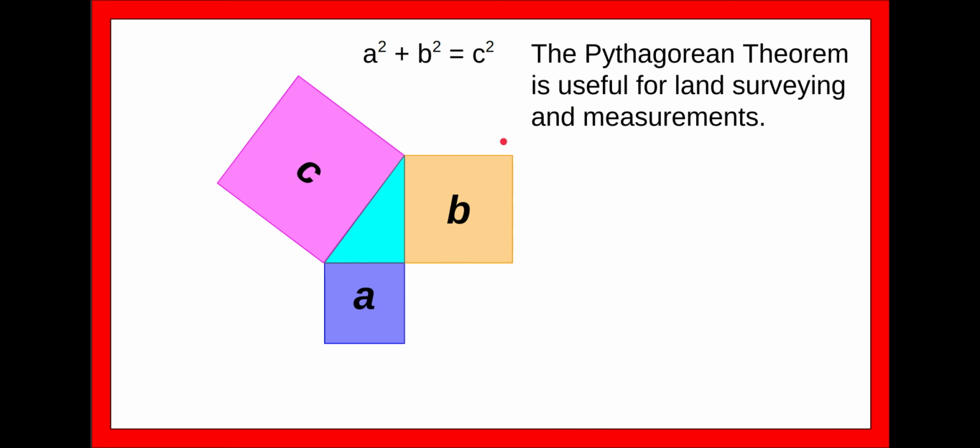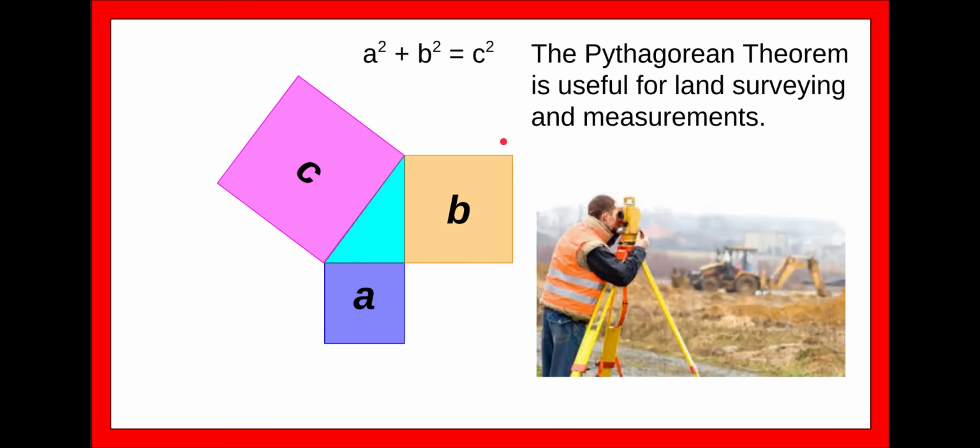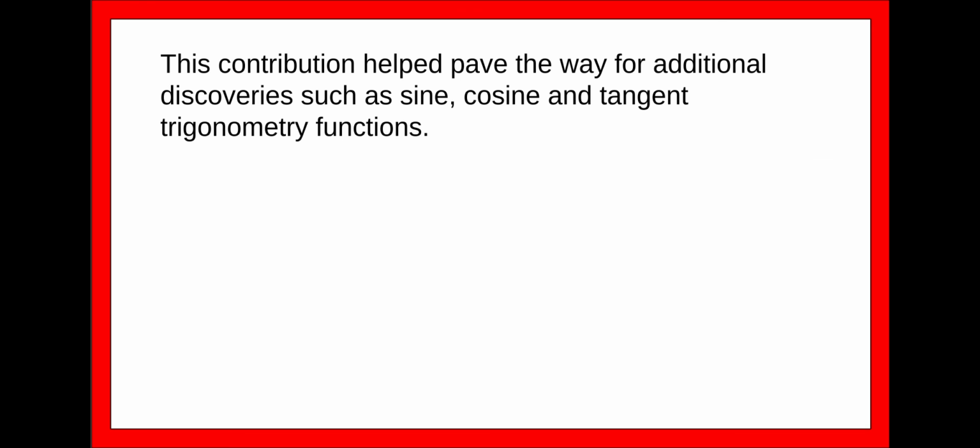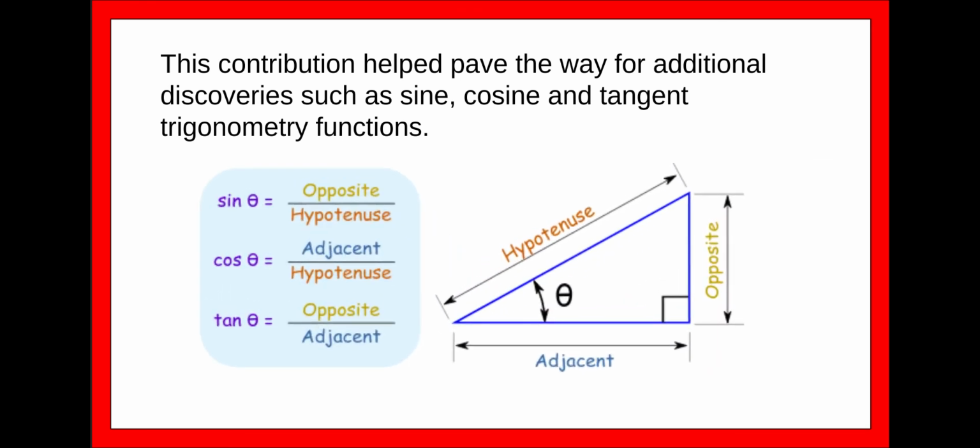Why is this useful? There's lots of different uses. I just chose land surveying as the one example and image that I wanted to include for Pythagoras' theorem. The future discoveries in mathematics that this helped pave the path for include some trig identities such as sine, cosine, and tangent. And that's it. That's what you need to do for each chemist that your group chooses.